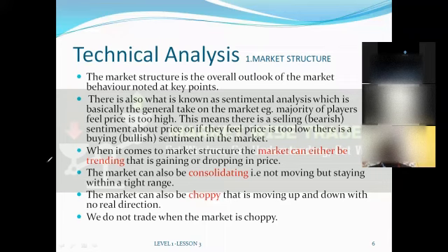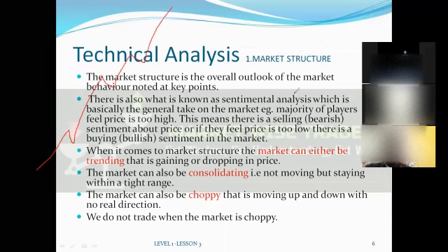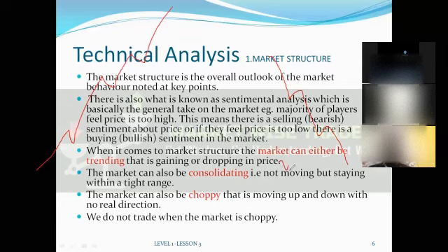So basically a trending market, if it's a bullish market, it will be going up like this, trending up, right? If it's a bearish market, it will be going down like this, making lower lows, lower highs, right? That's a trending market. A consolidating market will be just in a tight range, hardly moving. A choppy market will be just looking really scary, you know, just moving up and down.